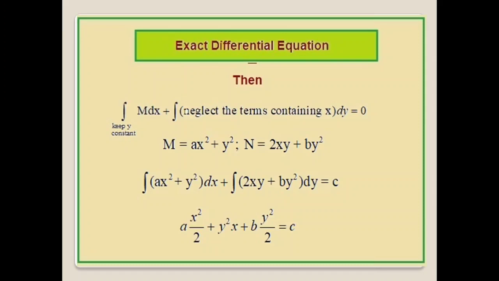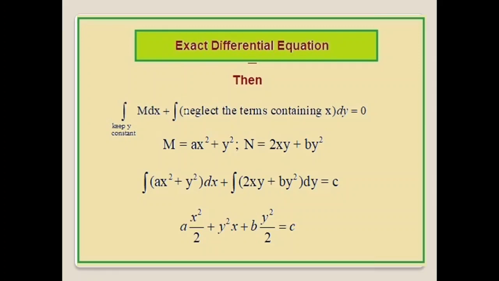That is, integration of M dx, keeping y constant, plus integration of the terms not containing x, multiplied by dy, is equal to 0. It means that from the N part, wherever there is x, neglect it, do not consider that term.